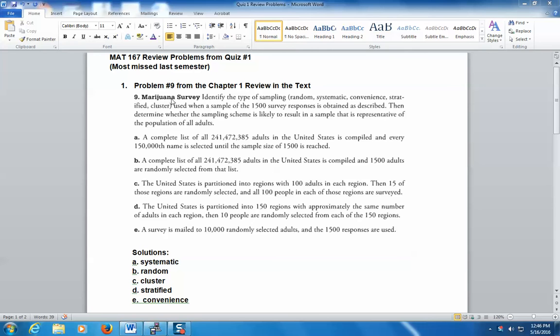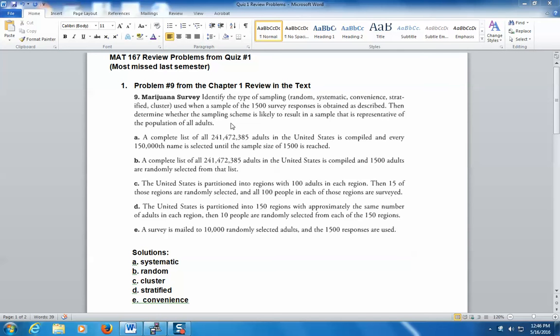So in our problem, the marijuana survey, we want to identify the type of sampling from the choices: random, systematic, convenience, stratified, cluster, used when a sample of the 1,500 survey responses is obtained as described. Then determine whether the sampling scheme is likely to result in a sample that's representative of the population of all adults.